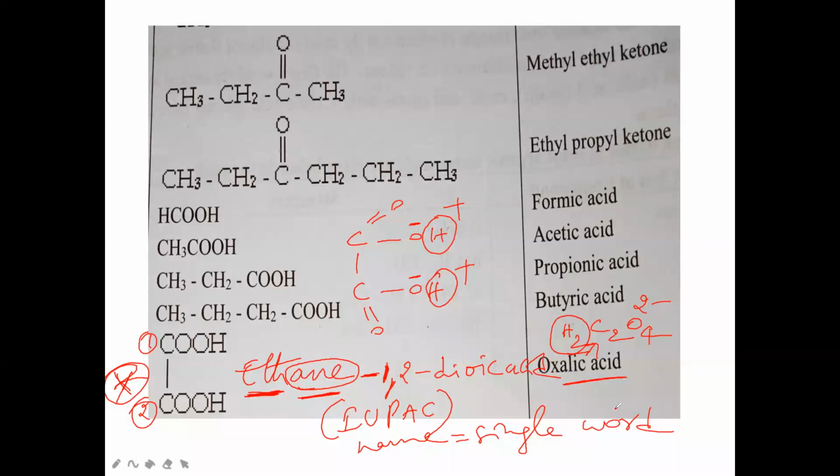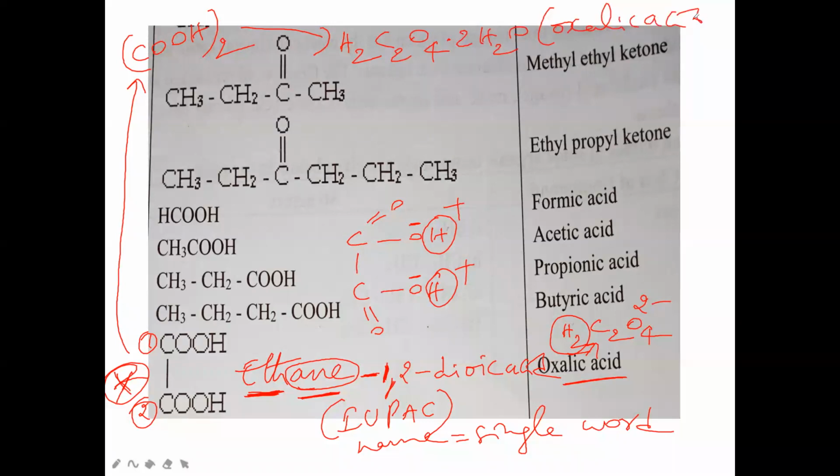So it is about oxalic acid. Okay, the same thing we can also mention. This oxalic acid we can also write like this. COOH taken twice means COOH bond COOH. The same thing we can also write as H2C2O4. Actually, 2H2O will be there. It is oxalic acid. Oxalic acid crystal. What is oxalic acid crystal? H2C2O4 dot 2H2O. So it is a dihydrate.